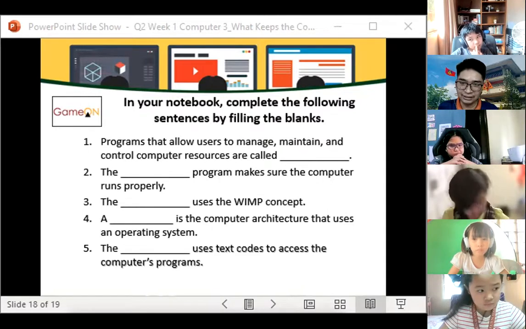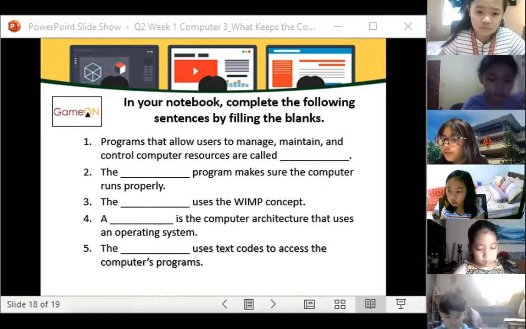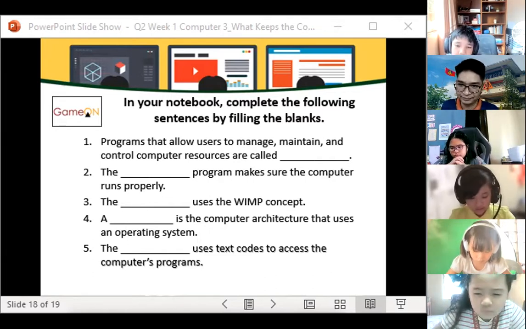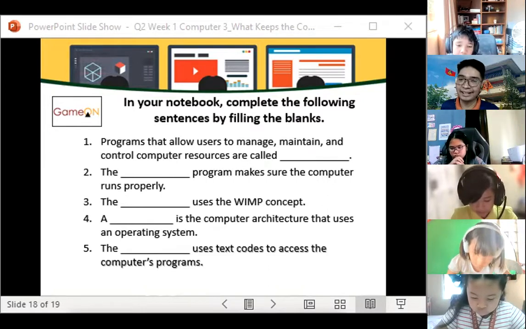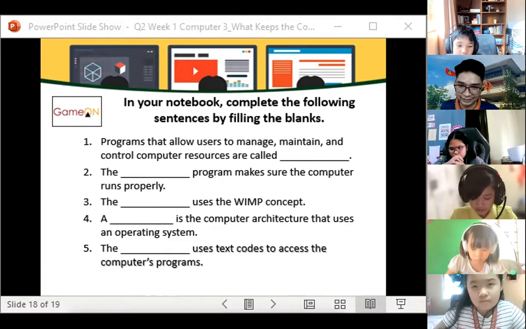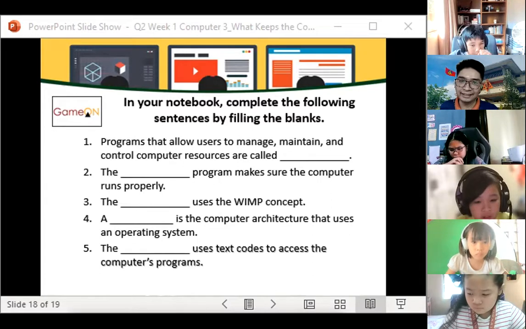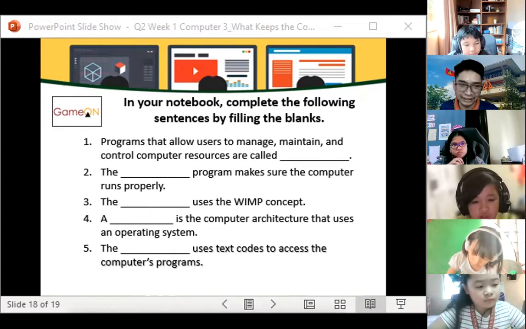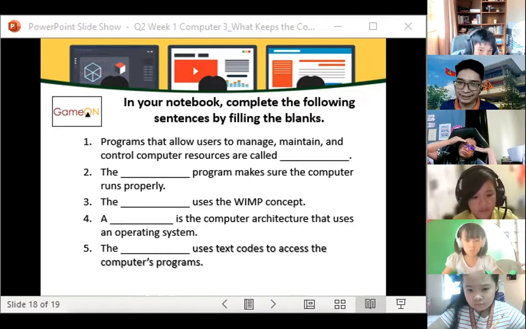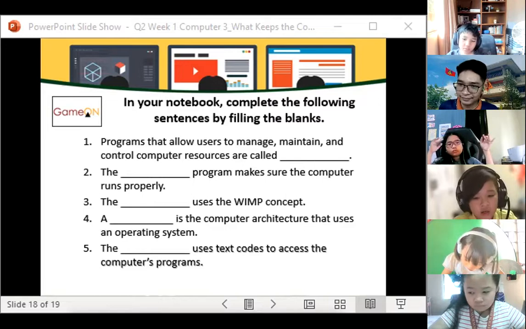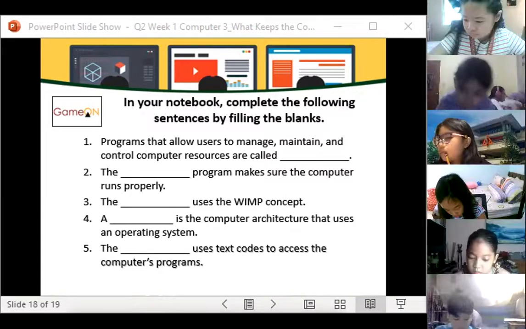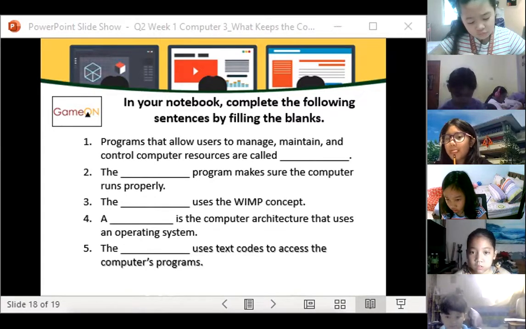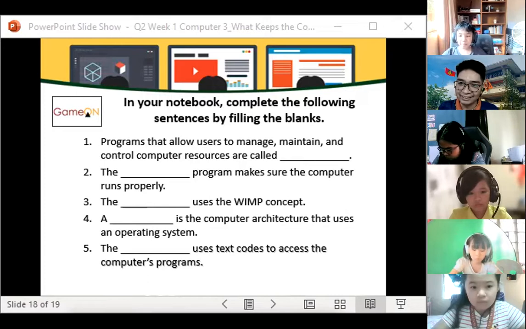O si Ian lang, nakinig, at nag-take down notes. Who knows the answer number two? Tanong ko kanina, kung naintindihan ba? Sabi, oo, pag umu-oo, dalawa lang yun, either naintindihan talaga or walang naintindihan. Again, it's the janitor of the computer system. Yes, but I think it's still the system software. System software? No, it's not. But thank you for that answer.